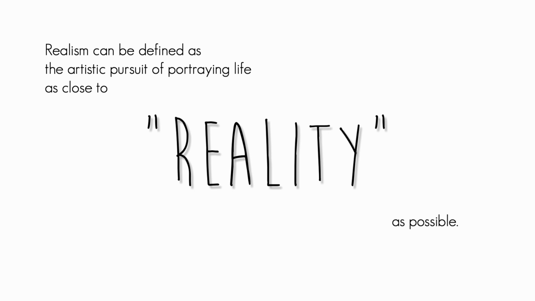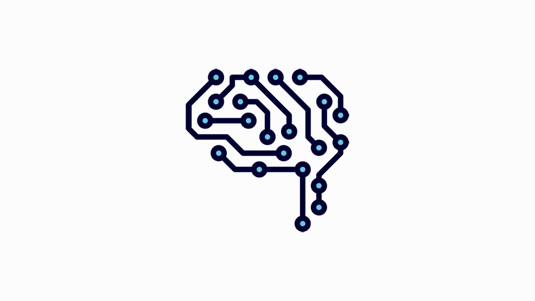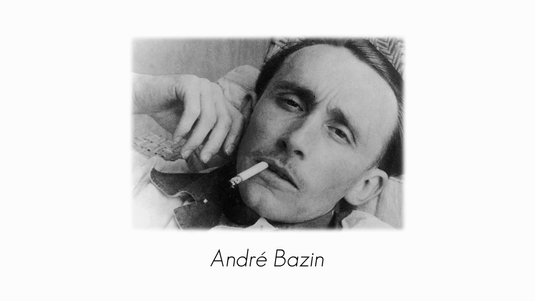Realism. What is realism? Realism can be defined as the artistic pursuit of portraying life as close to reality as possible. But what exactly classifies a film as realism? When realism is mentioned in regards to film, the mind most often redirects to this guy. This is Andrea Arnold, a film theorist and critic.